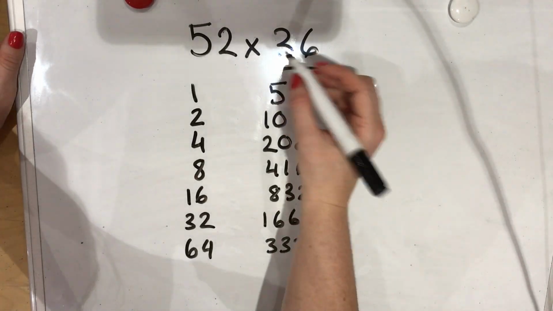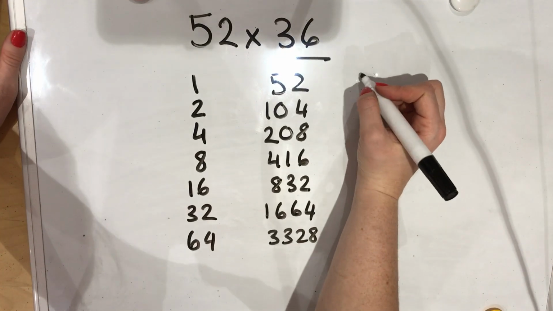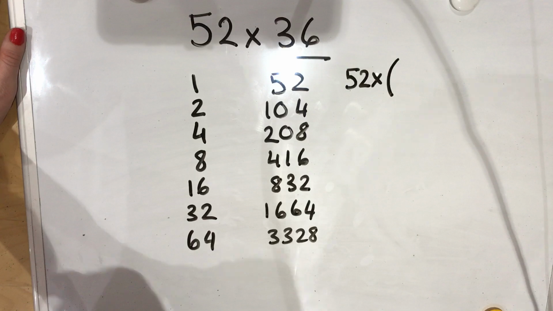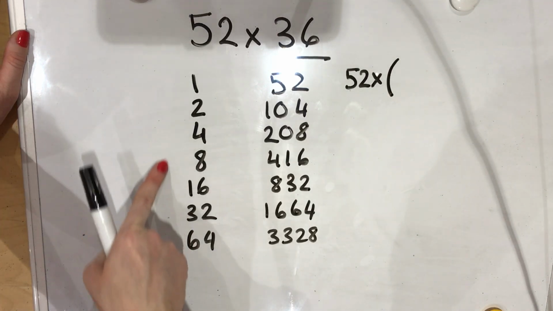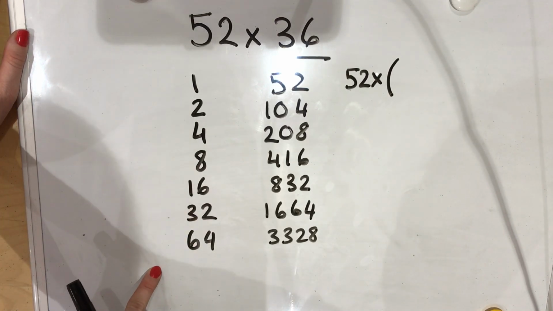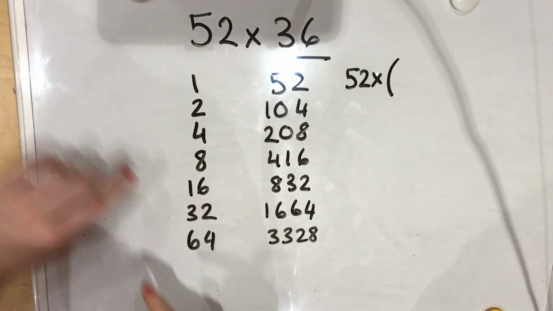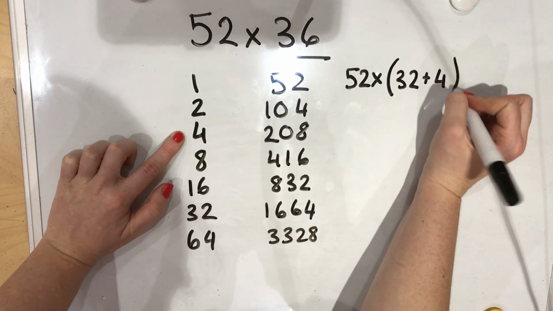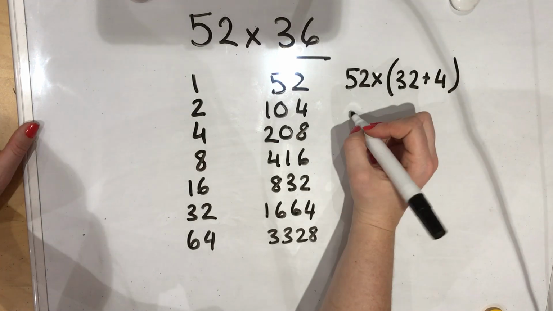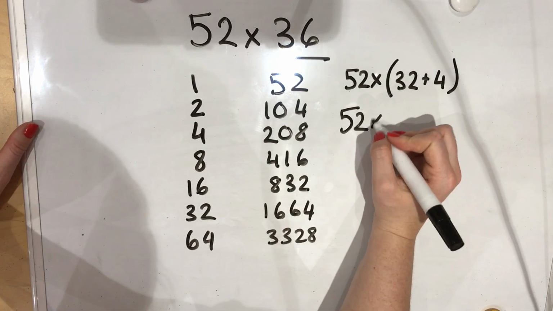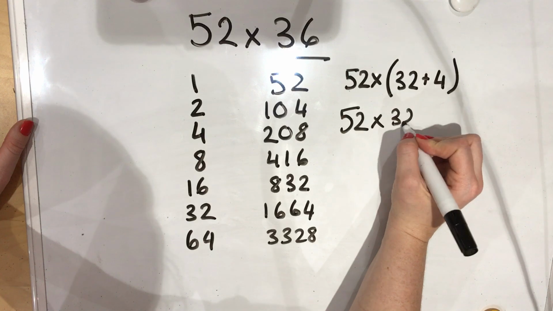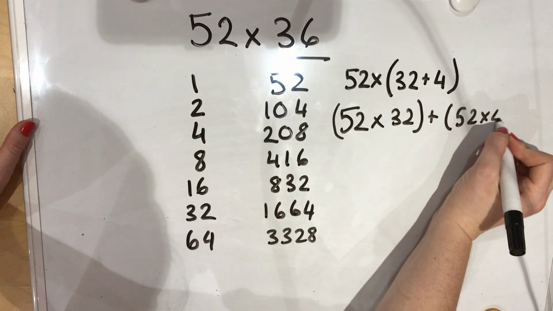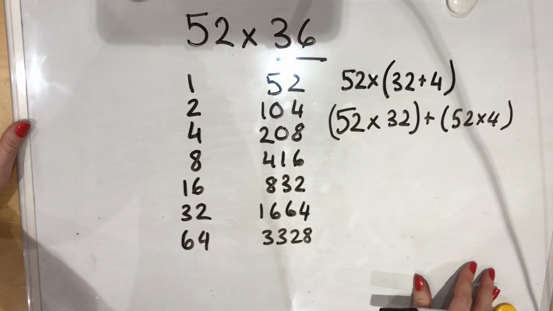And now I'm going to write 52 multiplied by, and I need to work out 36. Which of these numbers will add up to 36? Well, this one's slightly easier because I could just do 32 plus 4. That would give me 36. So I can then convert this into 52 multiplied by 32 plus 52 multiplied by 4.